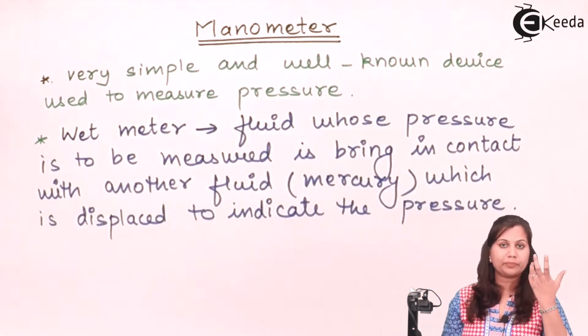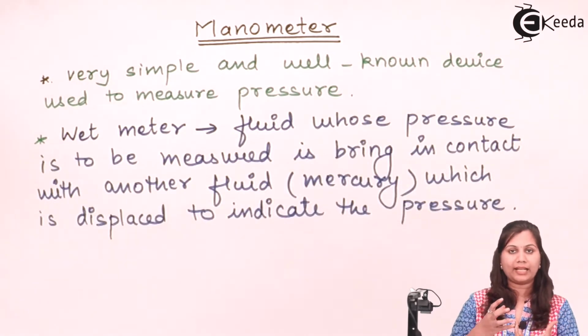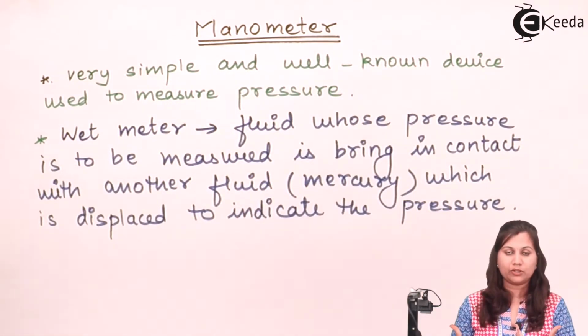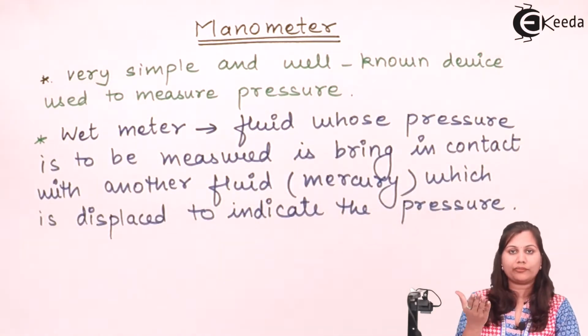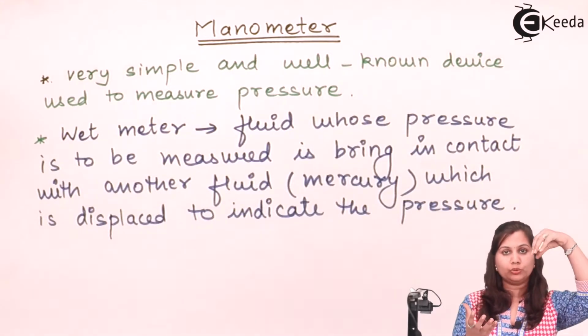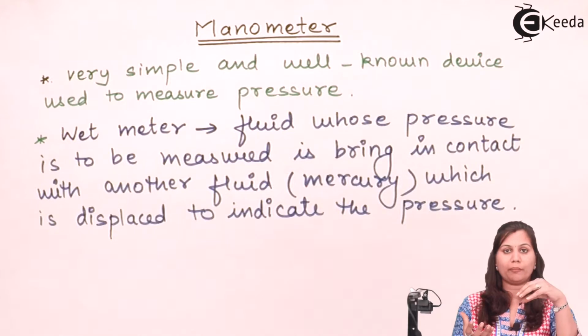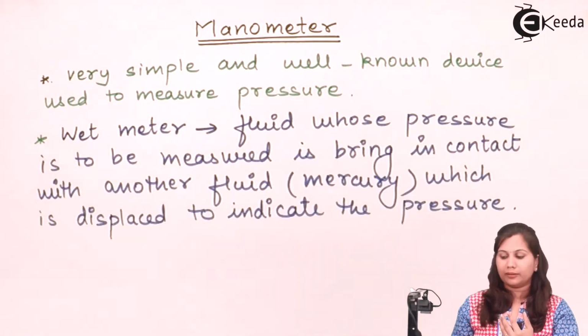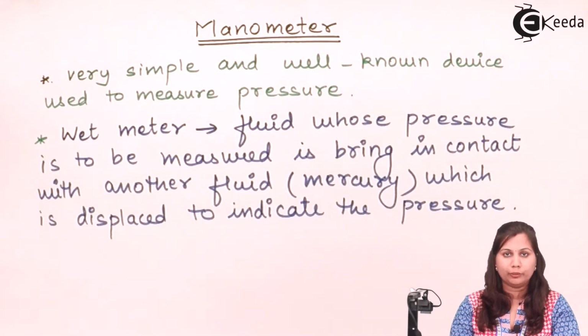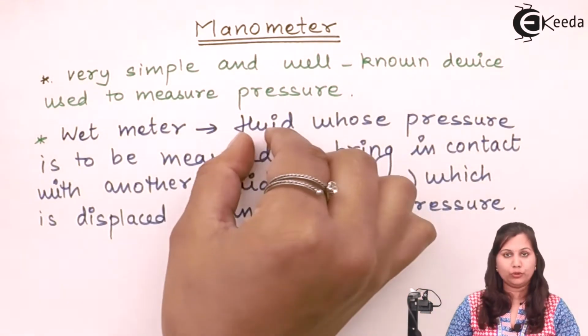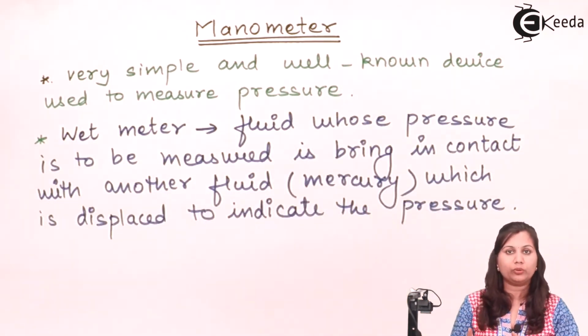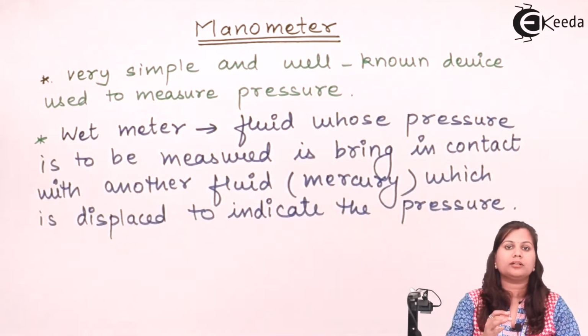So the fluid whose pressure we want to measure is brought in contact with another fluid, generally mercury, and this mercury is going to be displaced. This displacement of the mercury, due to the pressure of the existing fluid, is a measure of the pressure in the fluid. Due to the pressure of this fluid, the other fluid gets displaced, and this displacement is an indication of the pressure. The more the pressure is, the more the mercury will be displaced in the tube.